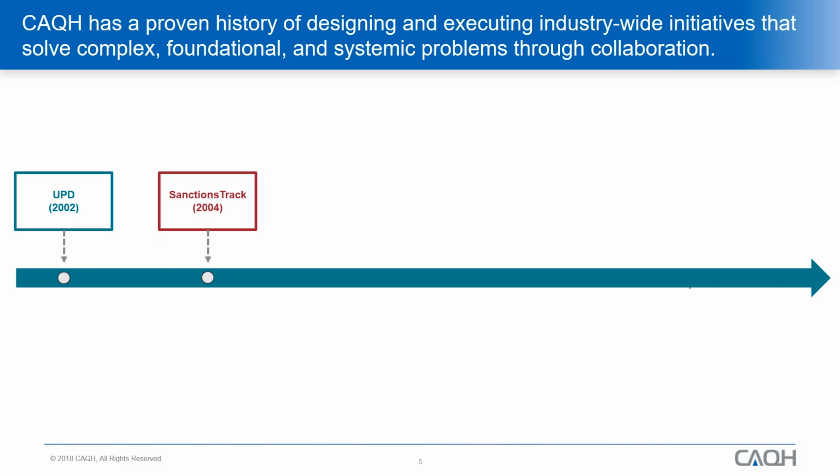In 2004, we launched Sanctions Track. This is a solution that helps health plans monitor any disciplinary actions from providers in order to make sure that the health plan can onboard the provider and enroll them appropriately, and the provider doesn't have any issues on their record. This again helps in the credentialing process, so it really pairs up nicely with CAQH ProView or UPD.